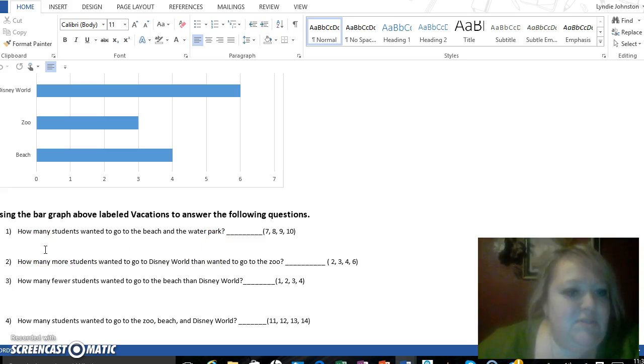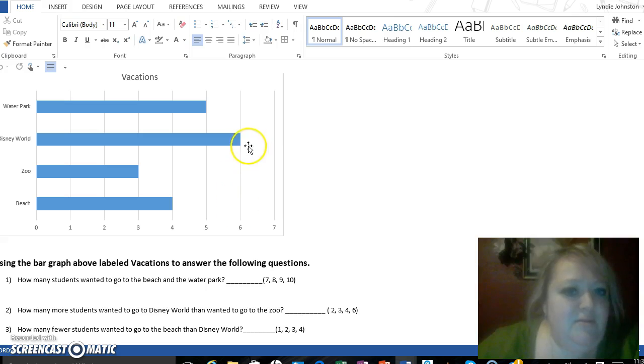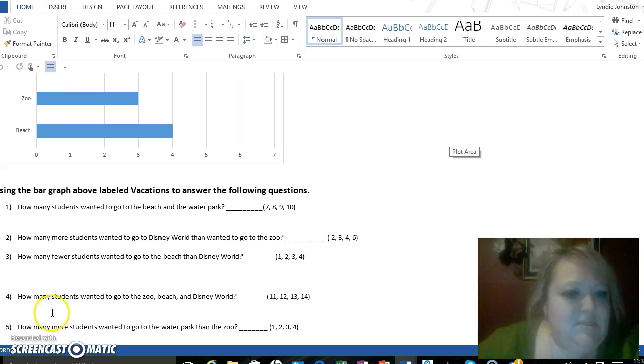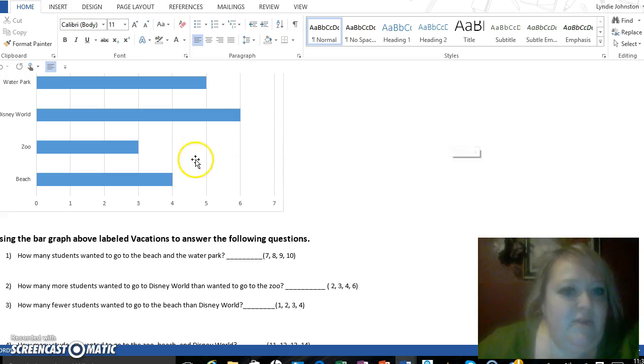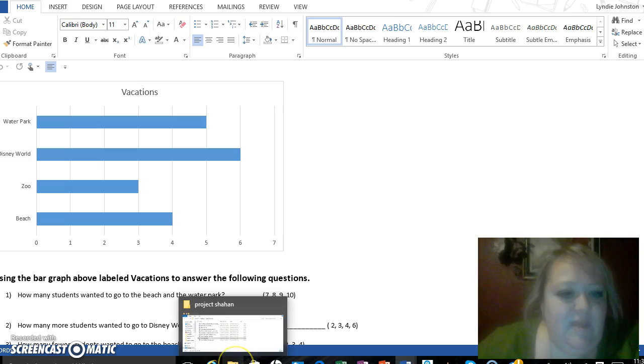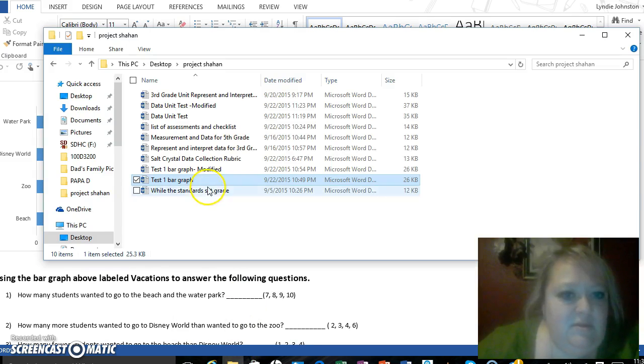Like one of the questions is how many students want to go to the beach and the water parks. The students would have to know how to read a bar graph. Another one is how many fewer students wanted to go to the beach than Disney World. Like I said, they'd have to subtract. And then I have a modified one.